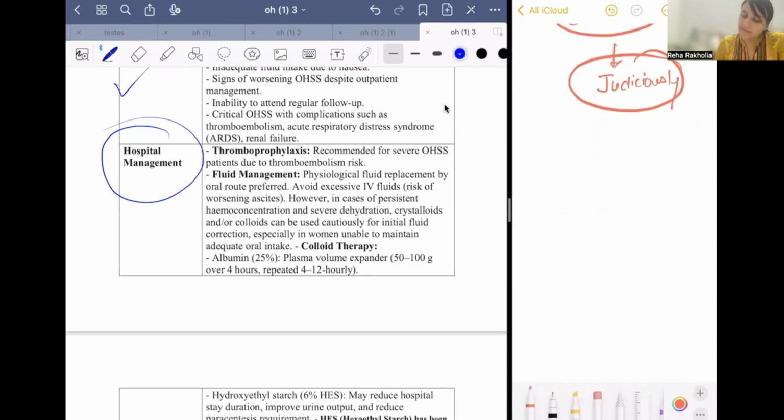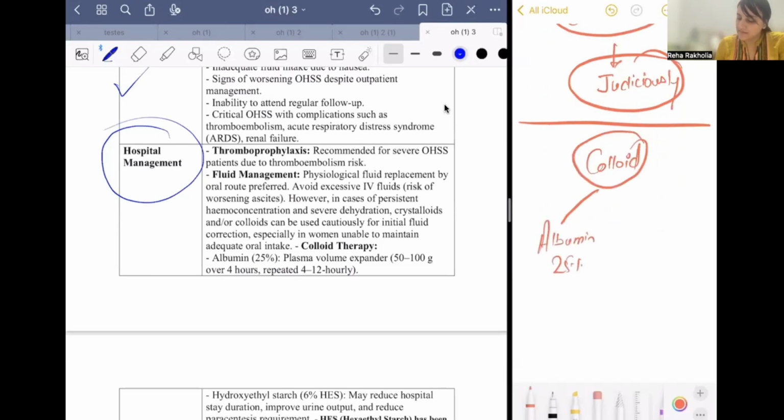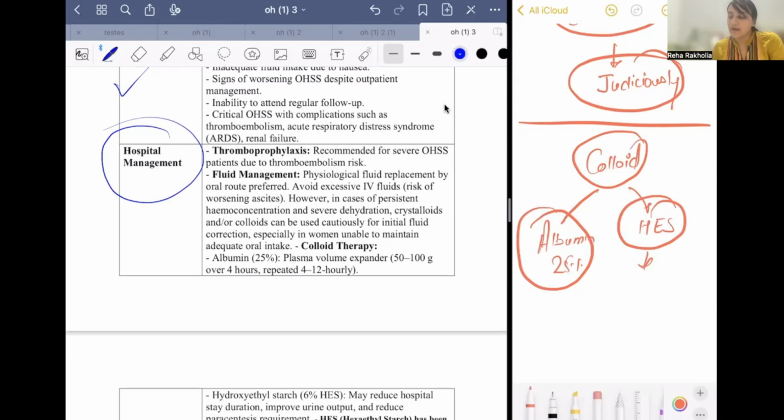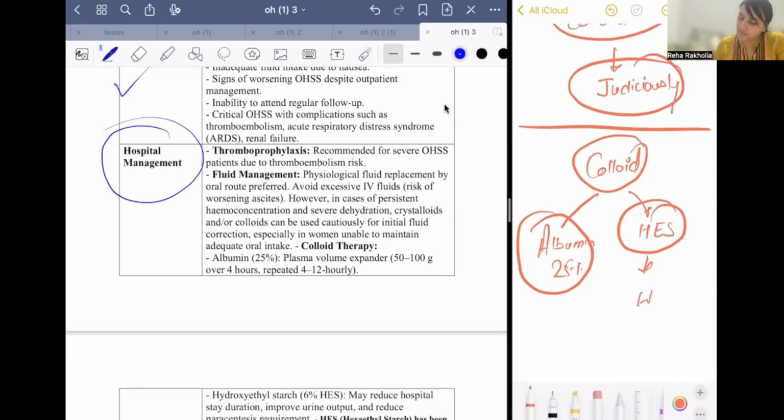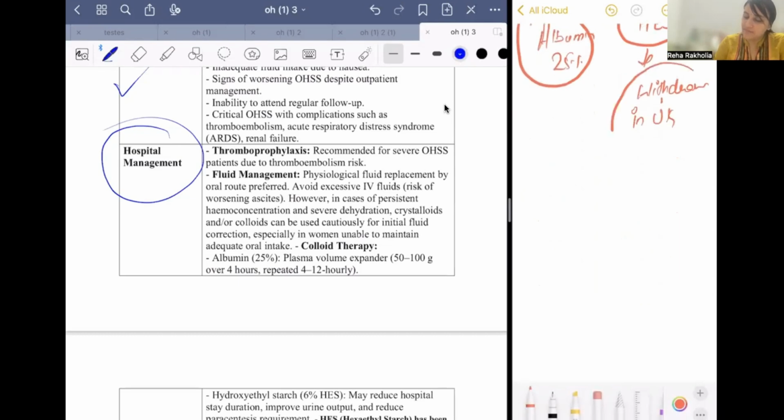Now, colloid therapy, what will we use in colloid therapy? We can use albumin 25% or hydroxyethyl starch, okay, that can maintain the plasma volume. But it is important to note that HES has been banned or withdrawn in the UK, because of more mortality.